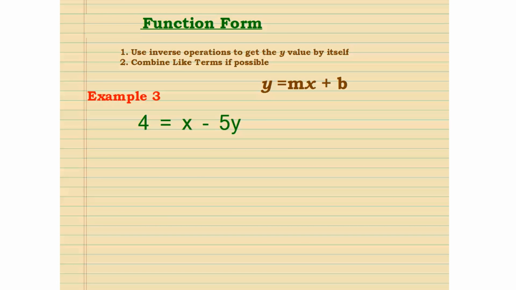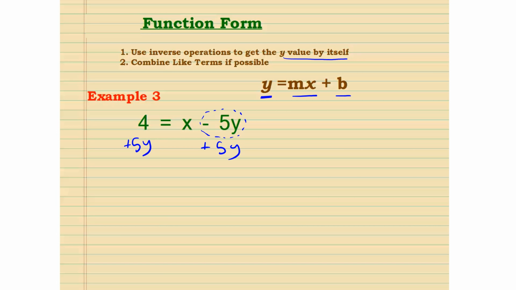Now we are going to look into the function form. Our goal is to leave y alone on one side of the equation, and on the other side we will have x multiplied by a number and plus a number. Here's the first example. We have negative 5y here. It would be easier if you had a positive y value, and since we want to have the y value on the left side or only on one side, we can add 5y on both sides.